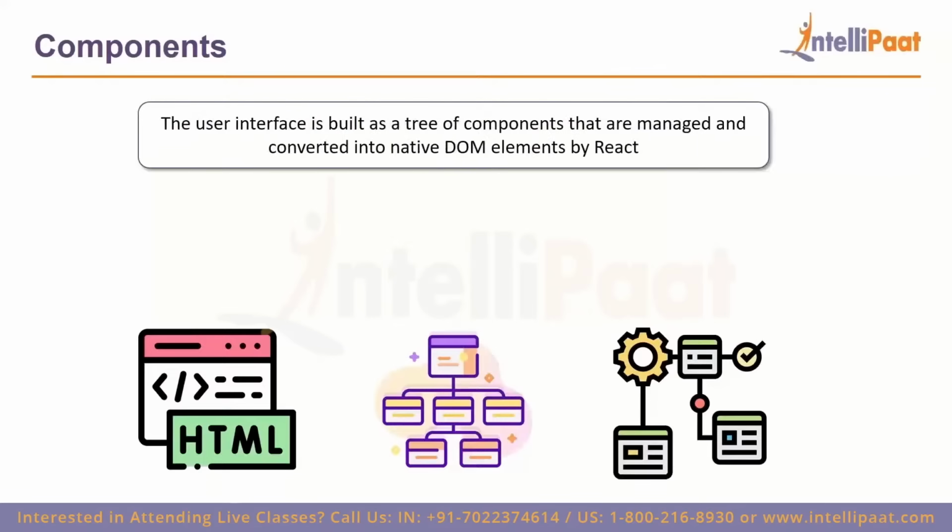The user interface is built as a tree of components that are managed and converted into native DOM elements by React. So what React does is that it allows us to write components that can then be used by other components as well. And React DOM takes care of changing those components from React.createElement calls to the native DOM elements that need to be displayed on the web page. And all of that is taken care of by React. So all we have to do is understand how to create components, how to make data flow through our components, and how we can use those components in order to work with our application's internal data representation. And all of that is then extremely useful.